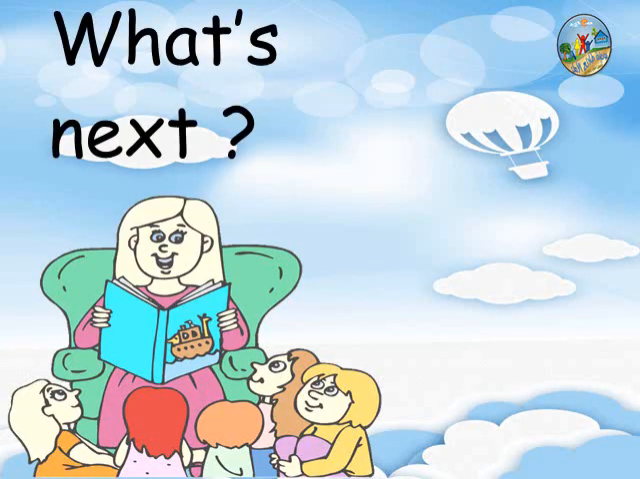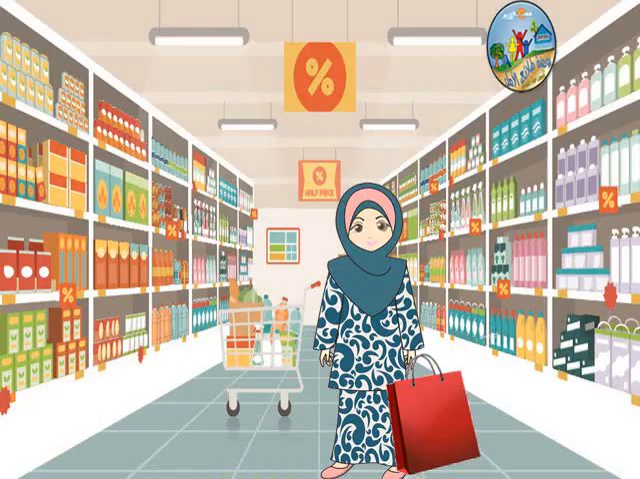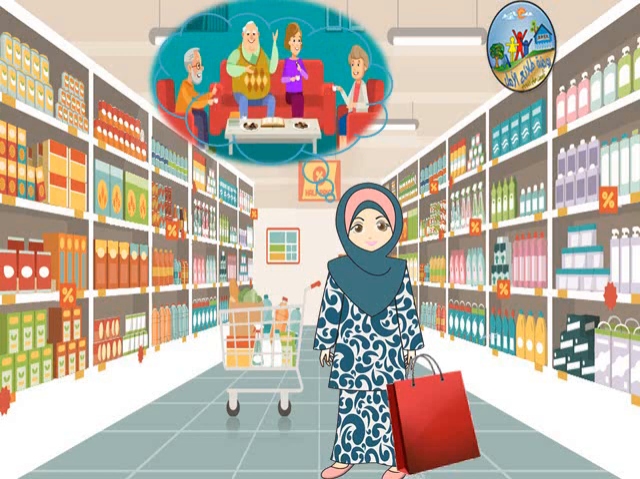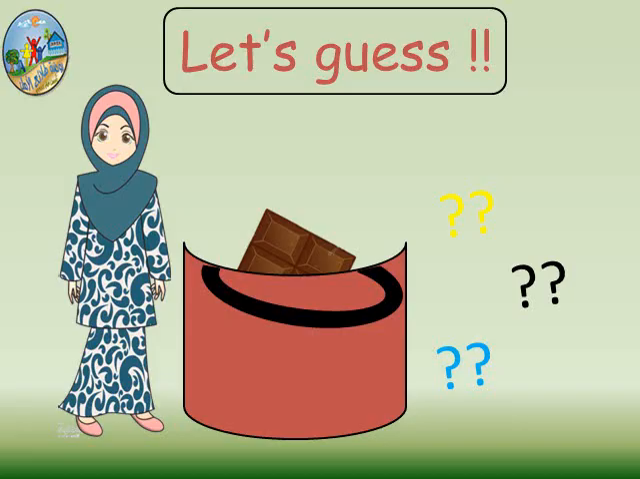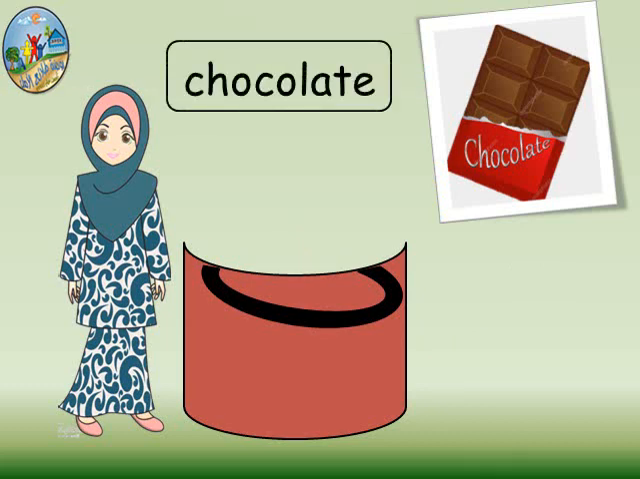What's next? Story time. Look, one day, Mom bought many things from the supermarket for her guests. Oh, let's see what she bought. Let's discover what's there in the bag. Let's guess. What's this? Let's see. It's chocolate.